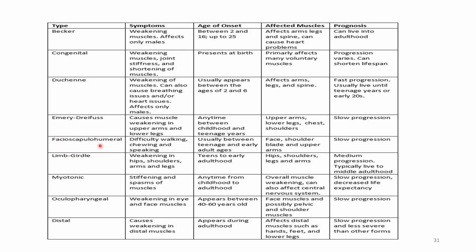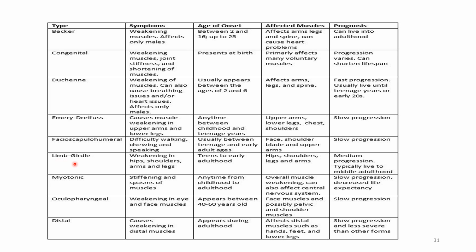Next, coming to facioscapulohumeral. Difficulty in walking, chewing and speaking is present in this disease, and it usually presents between teenage and early adulthood. It will affect the face, shoulder and upper arms. It is also showing slow progression. This is an autosomal dominant disease. It is also called Landouzy-Dejerine disorder.